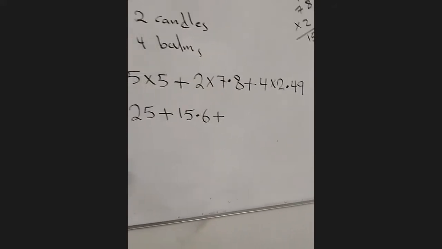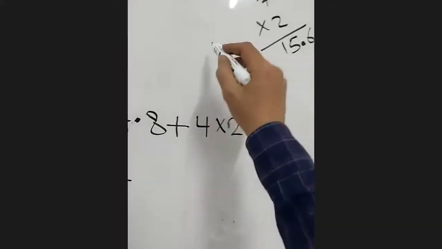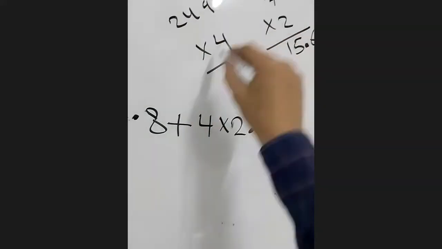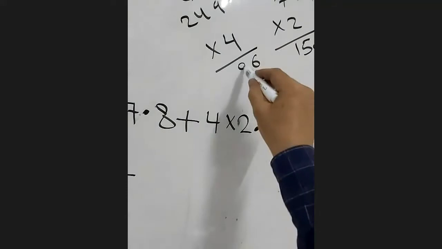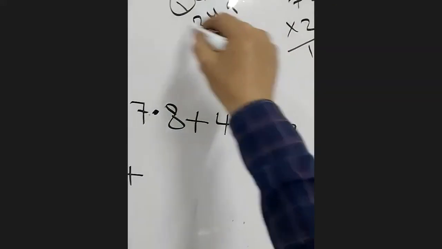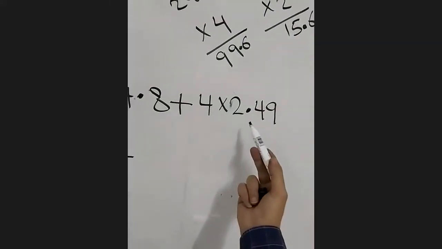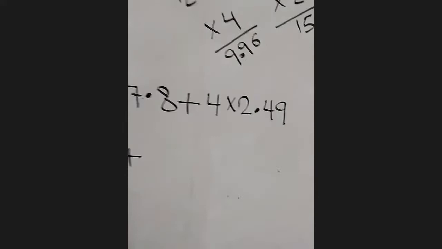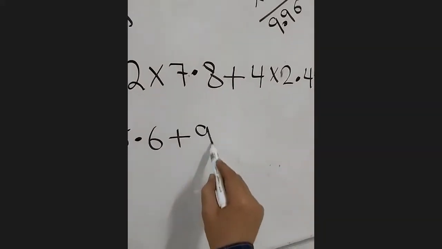Now 4 by 2.49, guys, we'll do the same. I'll do 4 multiply 249. Normally, 4 by 9, 36. 4 by 4, 16 with the 3, 19. 4 by 2, 8 with 1, 9. And the decimal will be here, 2 digits, because I have 2 digits. So the answer of this multiplication is 9.96.